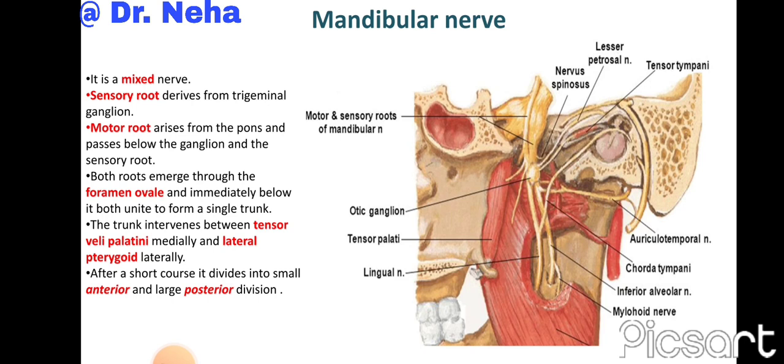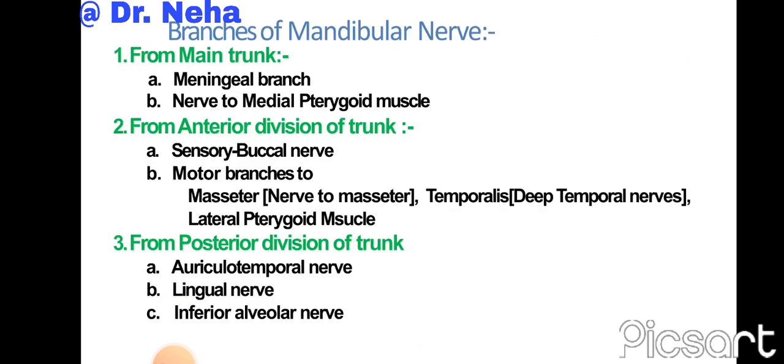The sensory root derives from trigeminal ganglion and the motor root arises from pons and passes below the ganglion and the sensory root. Both roots emerge through the foramen ovale and immediately below it both unite to form the single trunk. The trunk intervenes between tensor veli palatini on the medial side and lateral pterygoid on the lateral side. After a short course, it divides into small anterior and large posterior divisions.